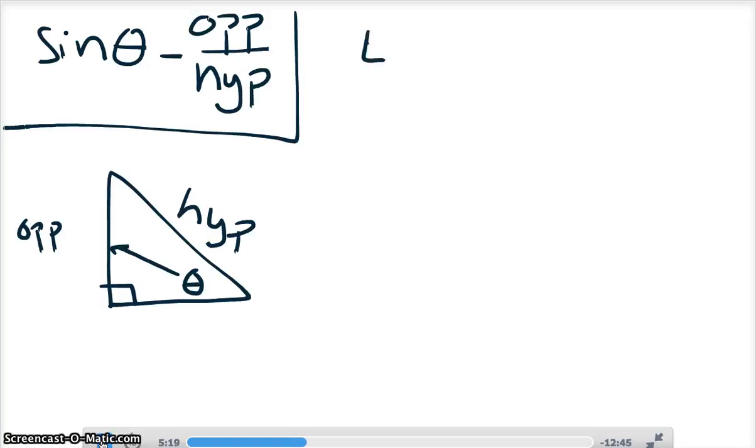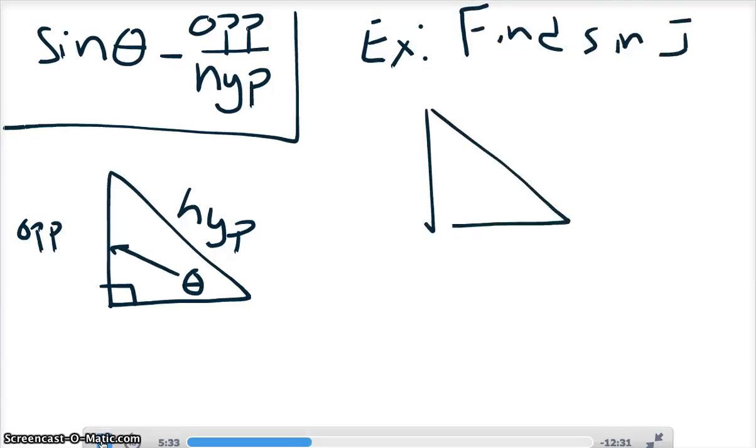So we're just going to write ratios. Remember, ratio is just a fancy word for fraction. You're not solving for anything. You're just writing a ratio. So example, find sine J. Whatever is next to the trig function, so whatever is next to sine, cosine, or tangent, is your angle. Since it says sine J, that's the angle I'm worried about.